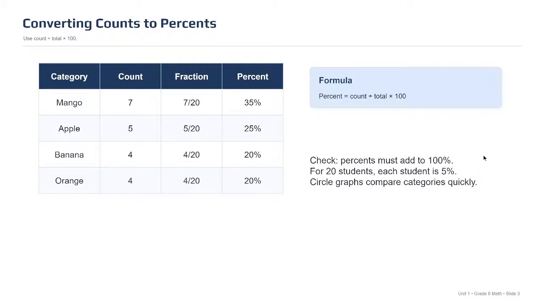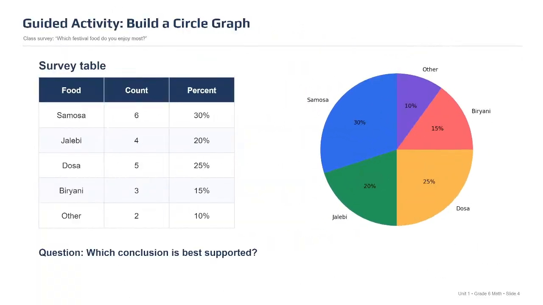And then circle graphs have categories. So this is an activity. This is a survey table, and these are the different types of foods like samosa, jalebi, dosa, biryani, and others, and the count. Out of all the people, 6 chose that, 4 chose that, 5, 3, and 2, and so on. So you have to divide the count by the total, which will give you the percent.